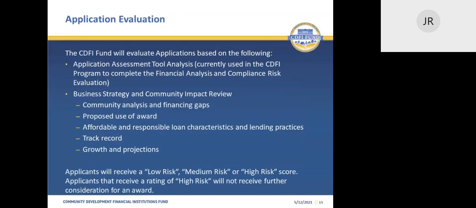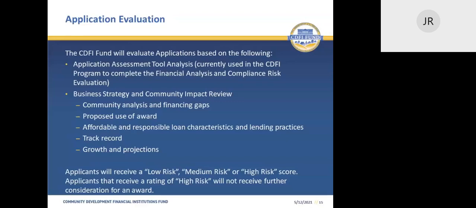The CDFI Fund will evaluate applications based on the following criteria. We will use the application assessment tool, and those of you who have applied for a CDFI Fund program, FA or TA award, are familiar with this analysis. It looks at the financial data that the applicant provides in their application, and the application also asks a series of compliance questions. We will also review the applicant's business strategy and their community impact strategy for their plans for the award.